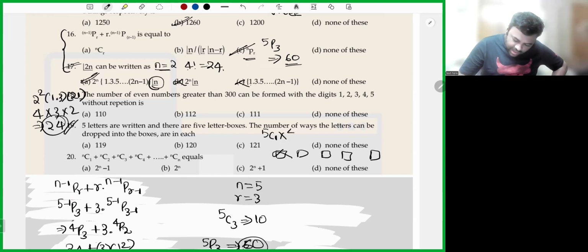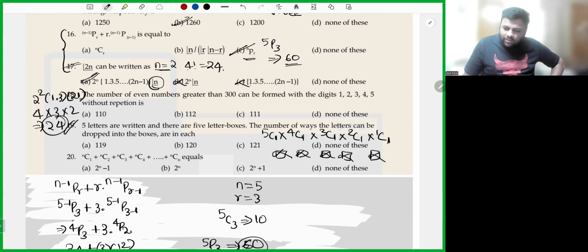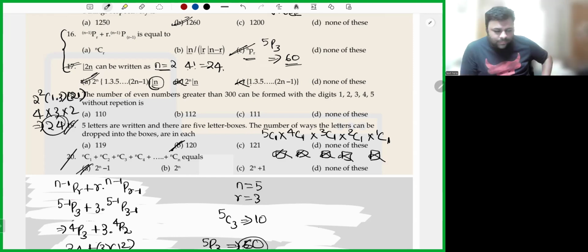4 letters. I'll select 1 letter and drop it in the second box. 3 letters are left. I'll drop one in the third box. 2 letters are left. I'll drop one in the fourth box. 1 letter is left. I'll drop it in the fifth box. 5 into 4 into 3 into 2 into 1, 120. This is 2 power n minus 1.